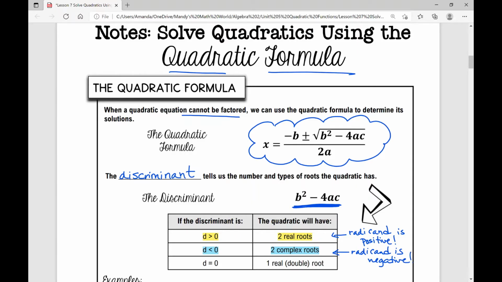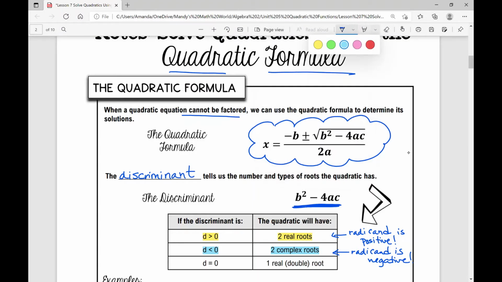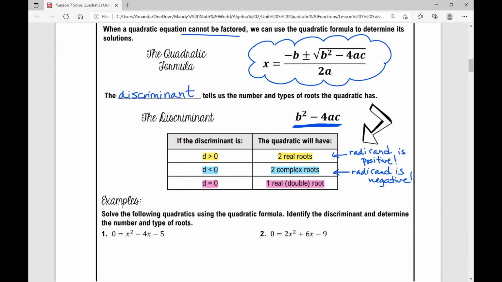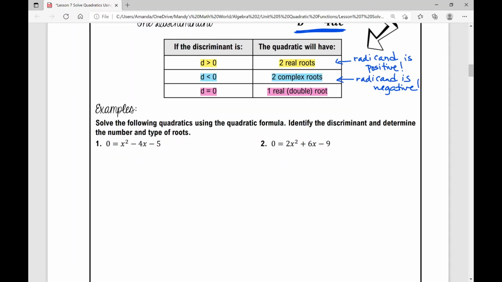And then if that discriminant is equal to 0, then that means you're going to have 1 real double root, right? I like to say it's a double root because that's where your vertex of your quadratic is. That's where it changes direction, okay? And it goes from increasing to decreasing or decreasing to increasing, whichever way you are moving. But that's what your discriminant tells you. So just by finding that b squared minus 4ac, that can tell you a little bit about your quadratic.